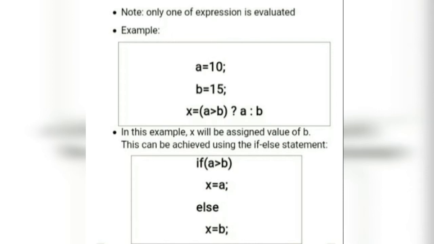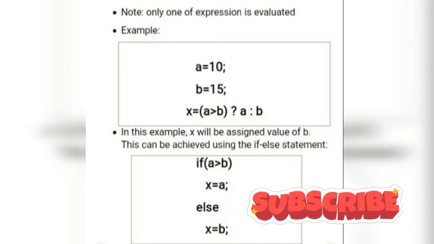Now here I have taken an example where A is equal to 10, B is equal to 50. Now X is equal to, here I have used the conditional operator, that is A is greater than B. If this condition is true, then A will get printed, or else B. That means whenever the condition is true, expression 2 will get executed, and if it is false, expression 3, which is B here, will get executed. In this example, X will be assigned the value of B.